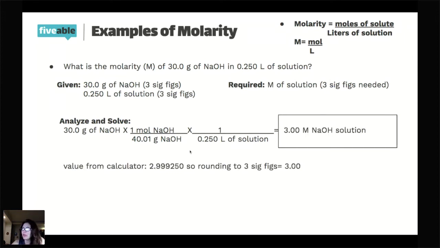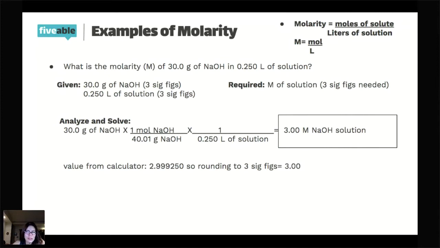Just a reminder of how to round with significant figures. This would be what you will get on the calculator. If you need 3 sig figs, you're going to stop here, but use the next number to round up or down. In this case, you round up, and that's why you end up with 3.00. Don't forget to place the unit and the label and to box your final answer. Your chemistry teacher will be very happy with it.